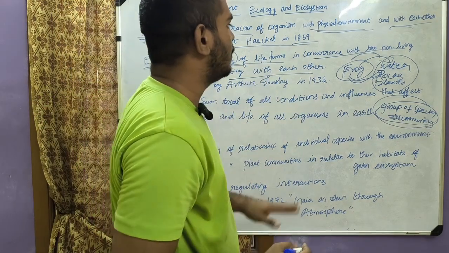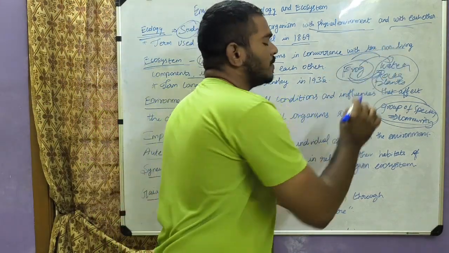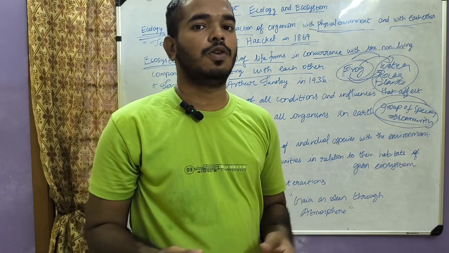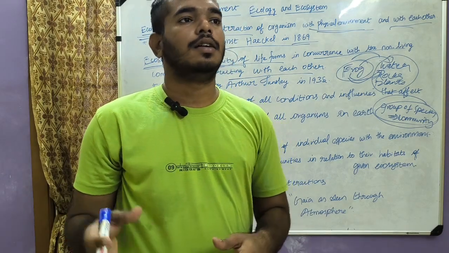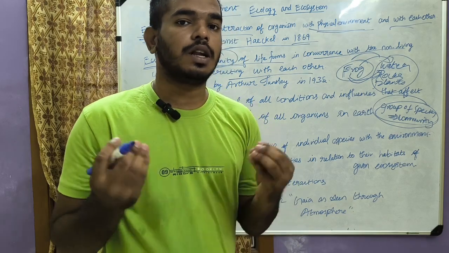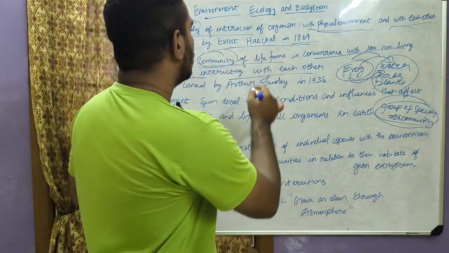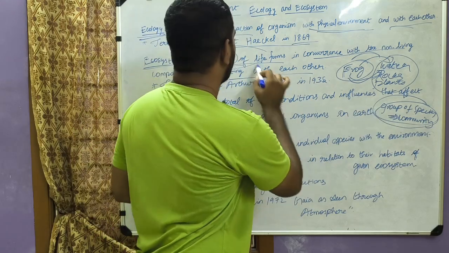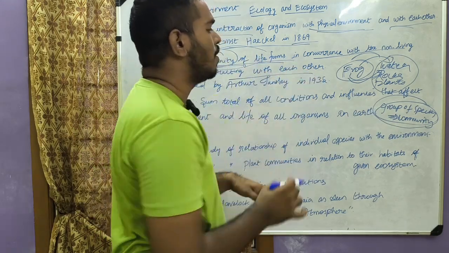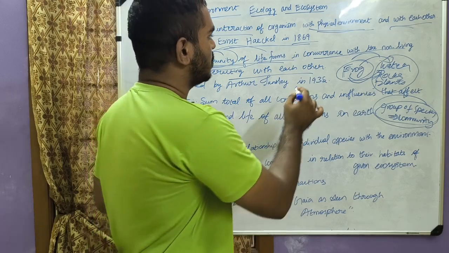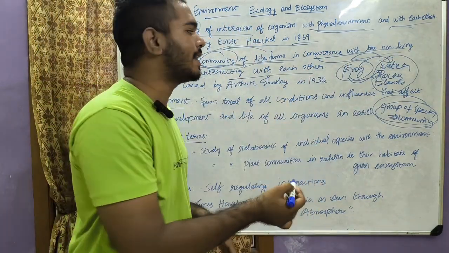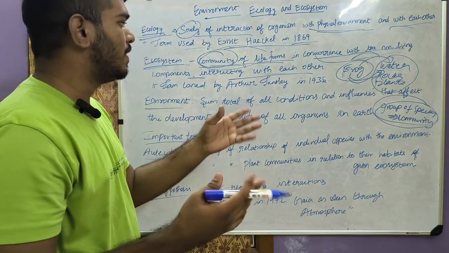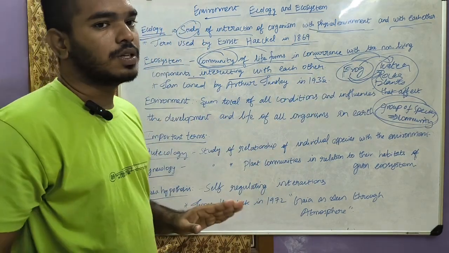So a community of life forms in concurrence with the non-living things. We know that non-living things are such as stone, rock, sand, then water. These are all non-living things. So a community of living forms, which is a group of species, in concurrence with the non-living components, and its interaction with each other is known as an ecosystem.